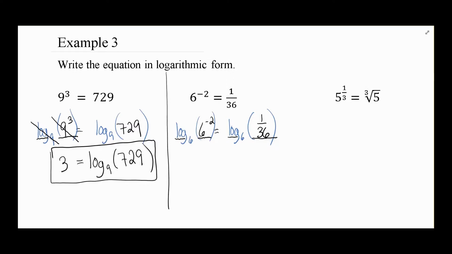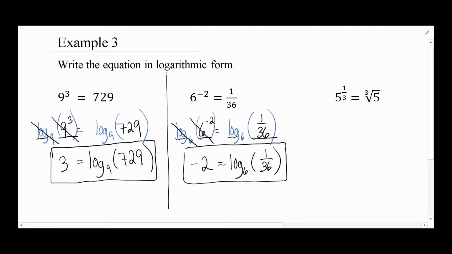So, back to this problem. My log base 6 and my 6 to a power undo each other, leaving negative 2 equals log base 6 of 1 over 36. And that's the equation that I want for an answer.